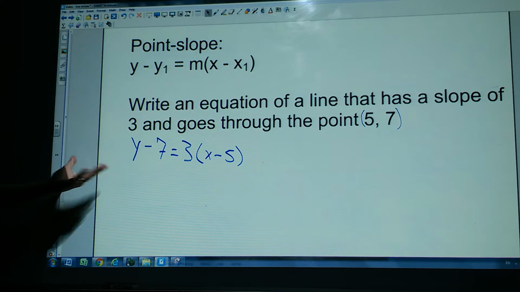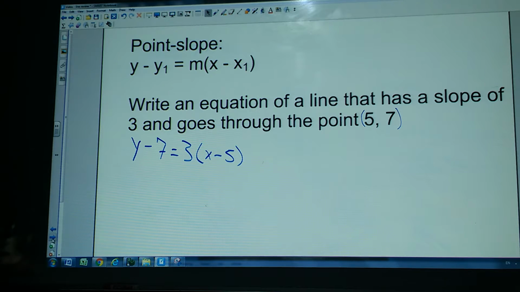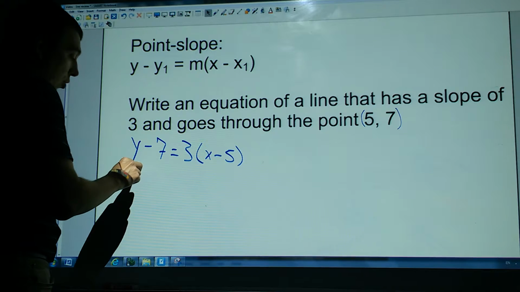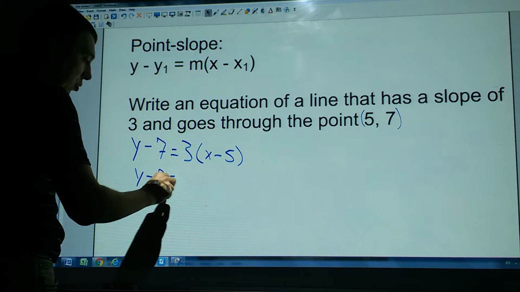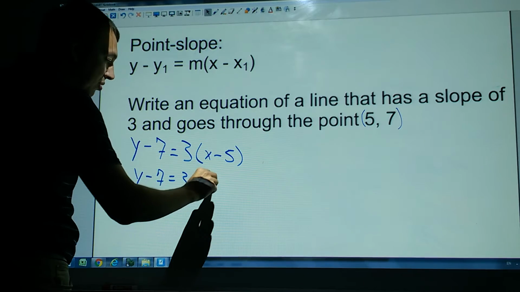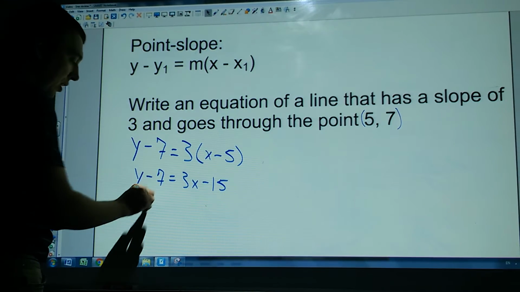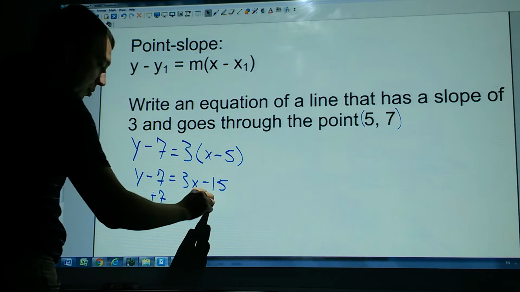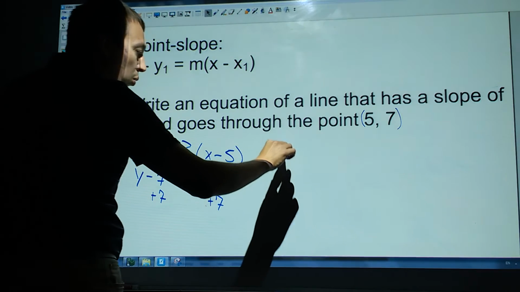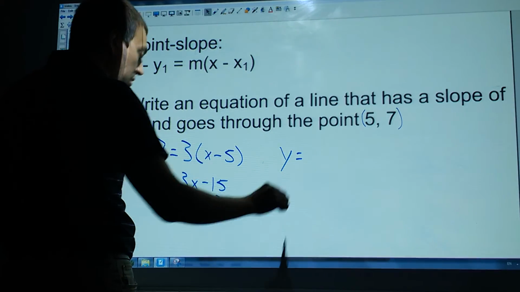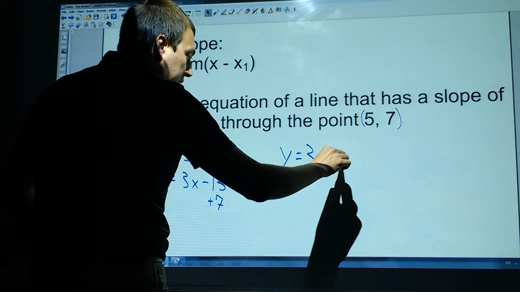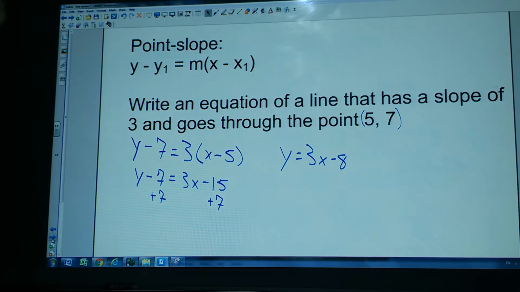That is an equation, but let's suppose they ask us, what is the y-intercept of this line? Well, we will always want to solve for y then. So let's go ahead and do that. y minus 7 equals 3x minus 15. So I distributed. Let's add 7 to both sides. y equals 3x minus 8. So now I can answer questions like, what's the y-intercept? The y-intercept turns out to be negative 8.